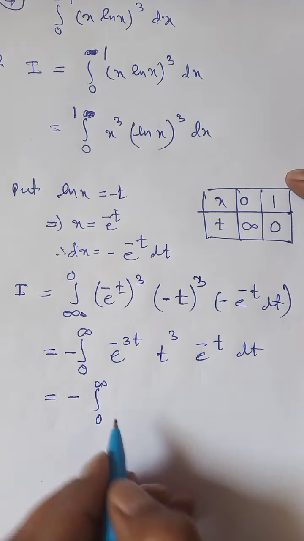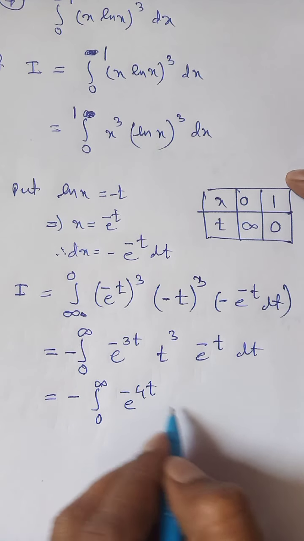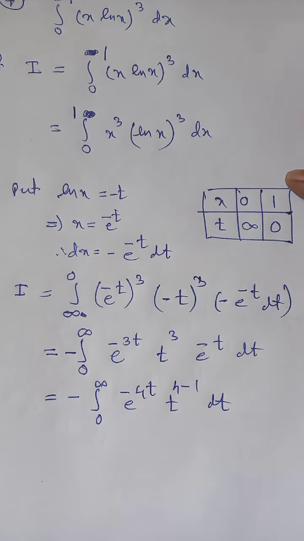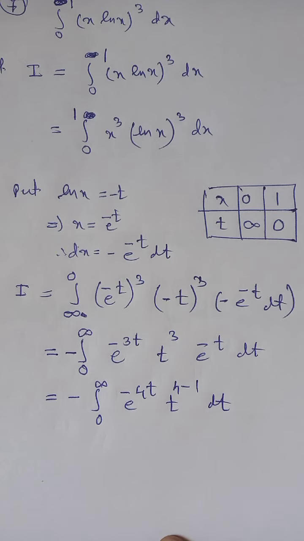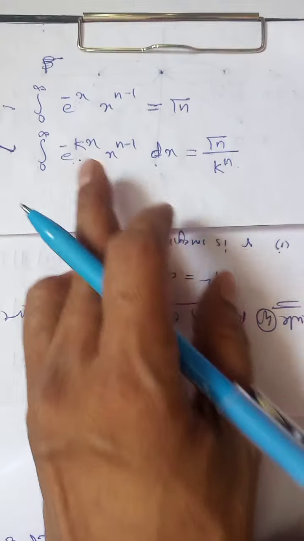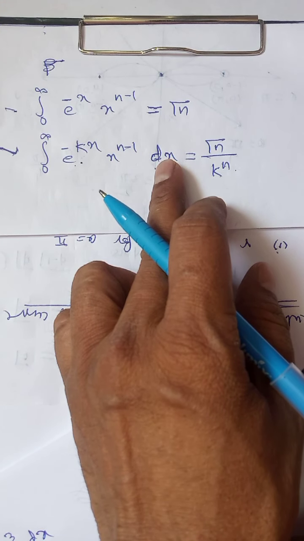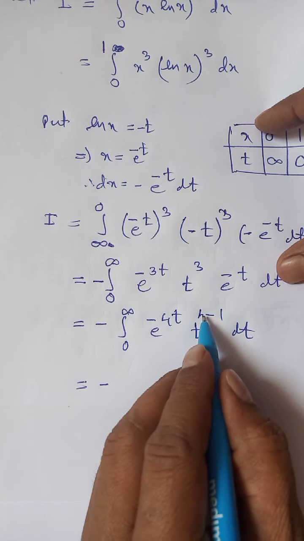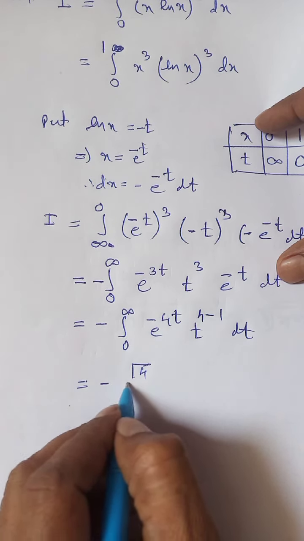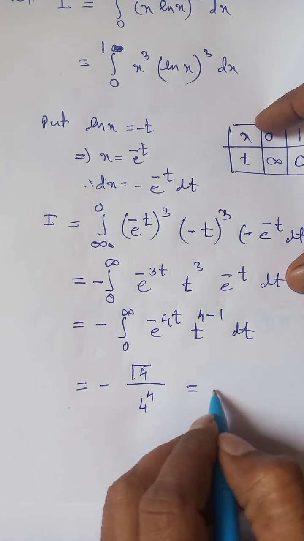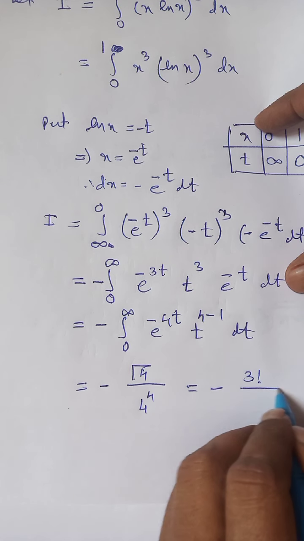e to the power minus 3t, e to the power minus t is e to the power minus 4t, into t cube, which can be written as t to the power 4 minus 1. Now we know the second definition, e to the power minus kx, x to the power n minus 1 is gamma n by k to the power n. So we'll use that definition there. So minus, n is 4, k is 4. So gamma 4 divided by 4 to the power 4. So minus gamma 4, which is 3 factorial.